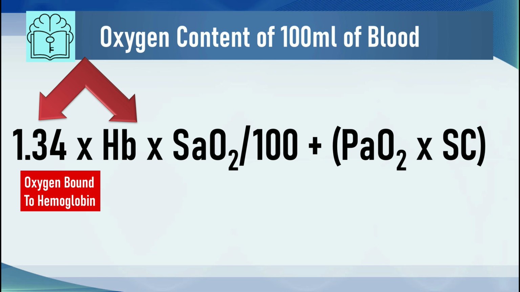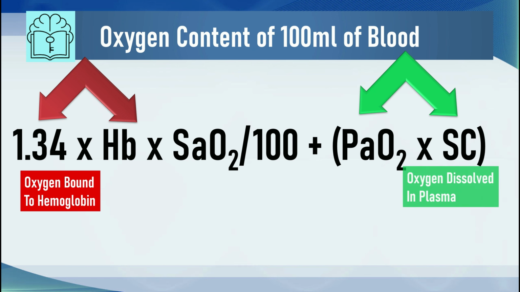The reason why you multiply it by the saturation is because the entire content depends on how saturated hemoglobin is. If the hemoglobin is 100% saturated, the multiplier is 1. If it's 90% saturated, the multiplier is 0.9. The second component of the calculation is far more modest. And we dealt with this in the previous tutorial, and that's the component of oxygen that's in the blood that is dissolved. And that is the PaO2 multiplied by the solubility coefficient.